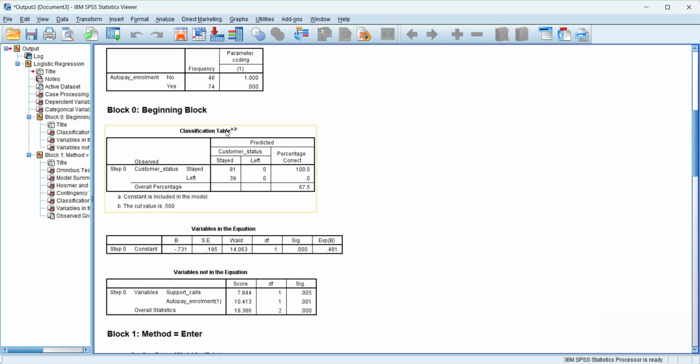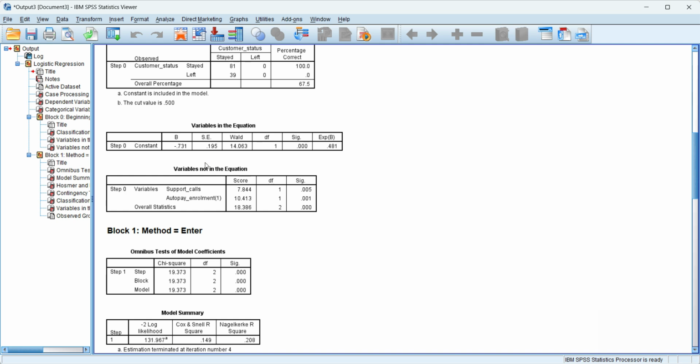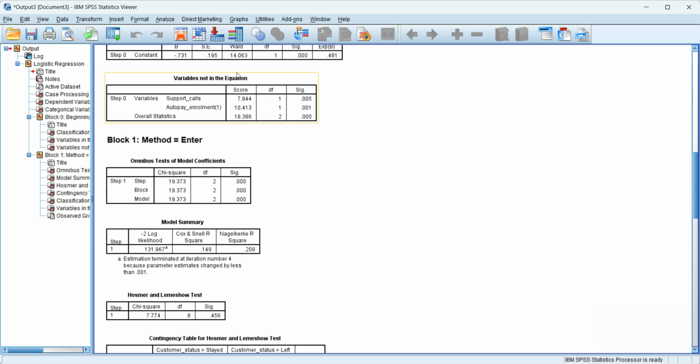Okay, so beginning block classification table, customer status stay and left, and variables in the equation we can see here constant and unstandardized beta negative 0.731, standard error, Wald, which is significant because the p-value is less than 0.05. Variables not in the equation: we need to see the support calls score 7.844 and auto pay enrollment 10.413. So in both cases, the p-value is less than 0.05.